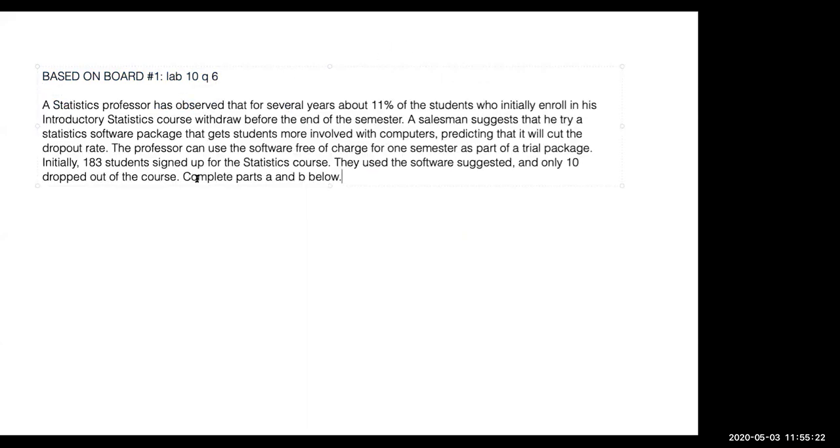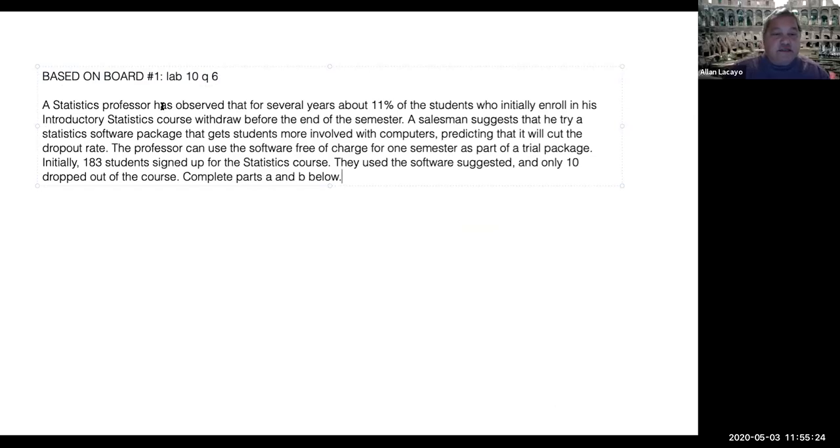And this is based on board number 1. And this is lab 10. I think it's question 6, as I recall, right? Yes. Okay, so that's the question.